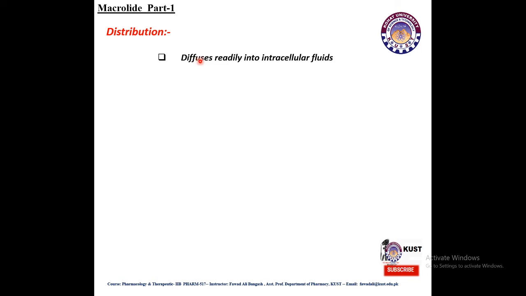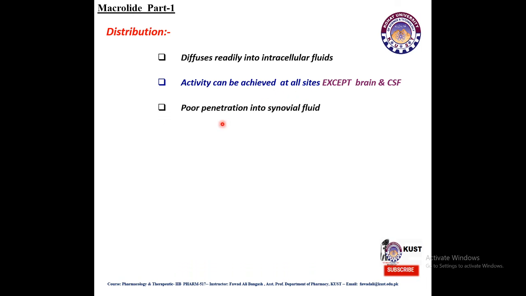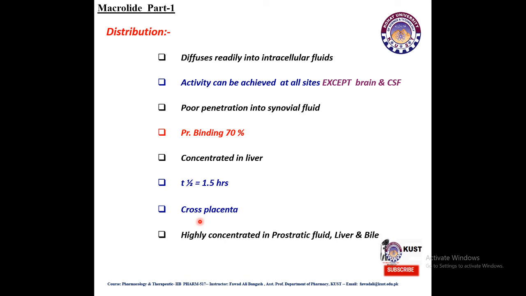Distribution: it diffuses readily into the intracellular fluid. Activity can be achieved at all sites except the brain and CSF. It cannot cross the blood-brain barrier. Poor penetration into the synovial fluid. Plasma protein binding is 70%. Concentrated in the liver. Elimination half-life is 1.5 hours. It crosses the placenta. Highly concentrated in the prostate, liver and bile.